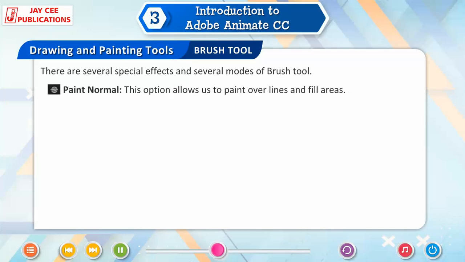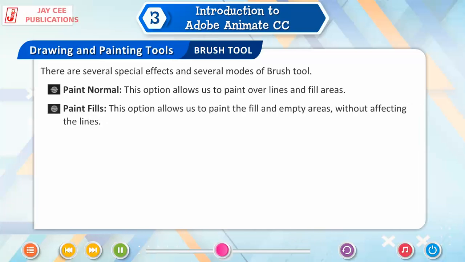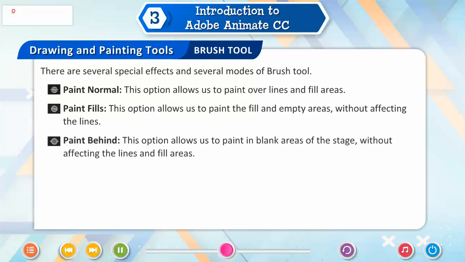Paint normal. This option allows us to paint over lines and fill areas. Paint fills. This option allows us to paint the fill and empty areas without affecting the lines. Paint behind. This option allows us to paint in blank areas of the stage without affecting the lines and fill areas.